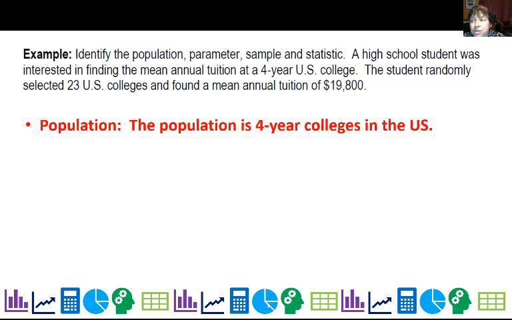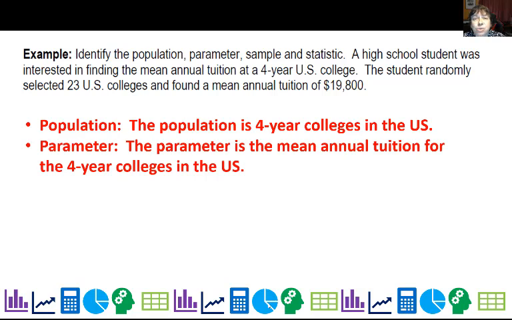It's U.S. colleges, and 4-year, not 2-year, but 4-year U.S. colleges. All that information is given to me, and that's what we're trying to infer about. What are we trying to find out about the 4-year colleges in the U.S.? The mean annual tuition for those colleges.